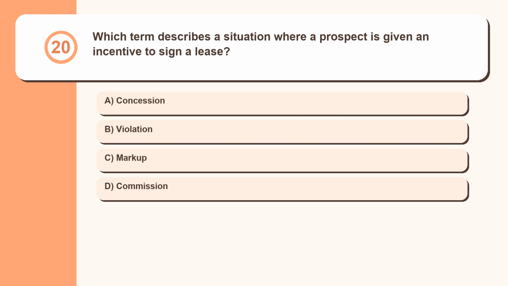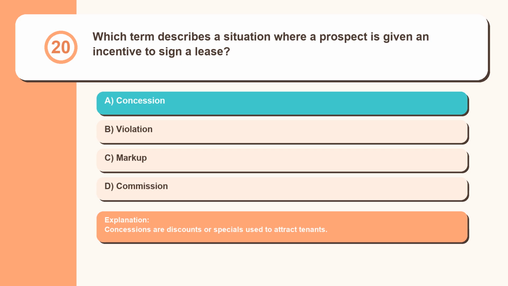Question 20. Which term describes a situation where a prospect is given an incentive to sign a lease? Concession, violation, markup, commission. Concessions are discounts or specials used to attract tenants.